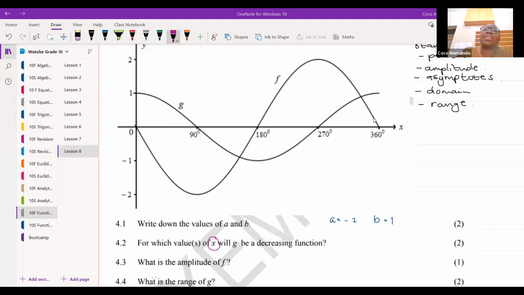All right, so you guys agree with me? From here, going down all that way, my graph is decreasing, right? We're going to keep going, decreasing, decreasing. What happens when I get to 180, guys? What happens to my graph? It starts increasing. Good, it starts going up. And that's not what we want. The question says, for which values of X will G be a decreasing function?